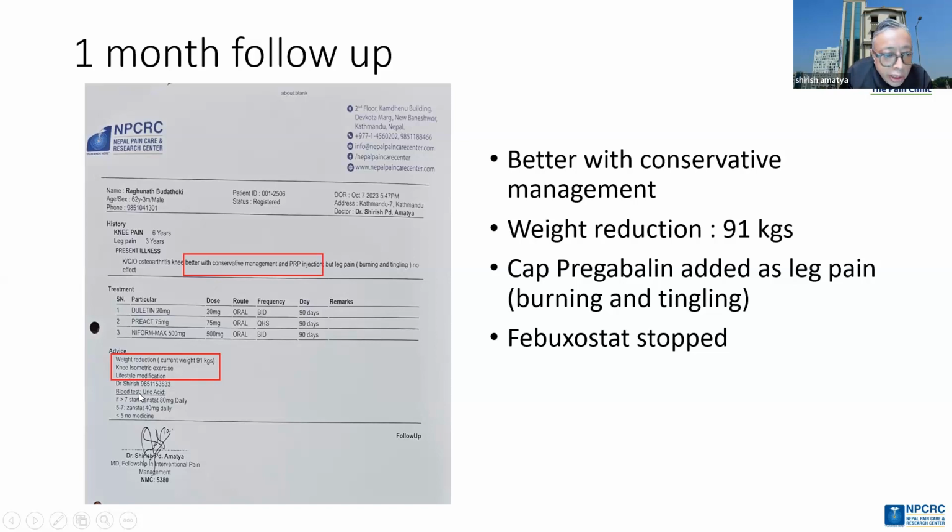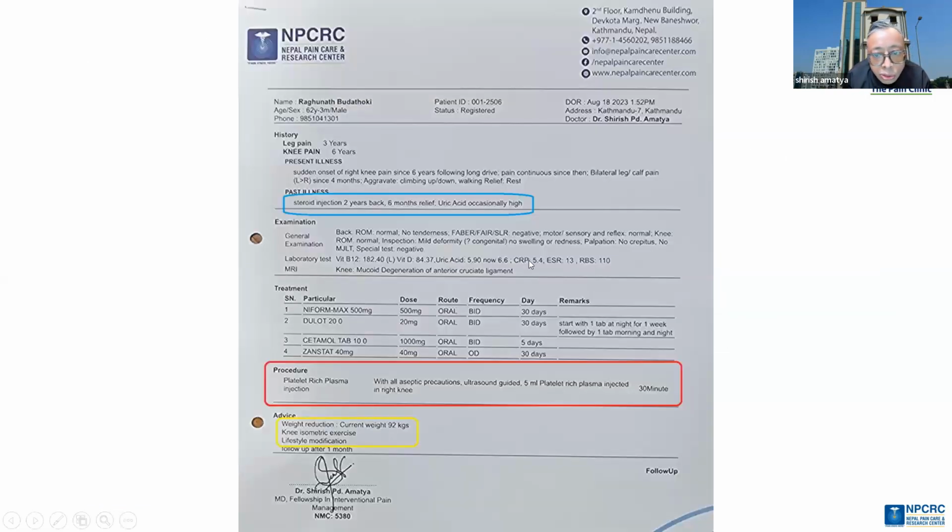Since his uric acid level was not that high, about 5.90, and basically he had a history of higher uric acid, but the paper he was presenting to me had a maximum of 6.6.